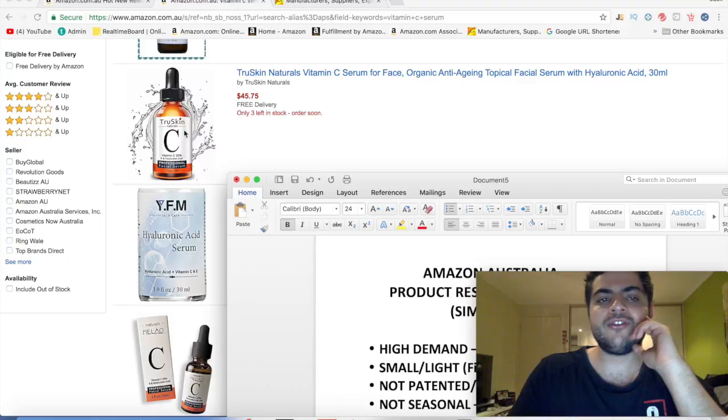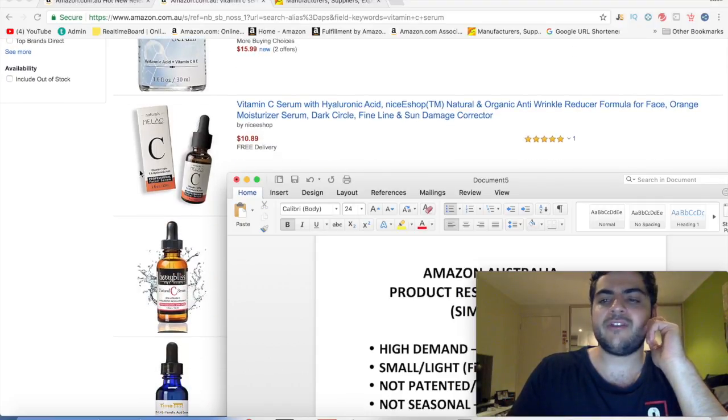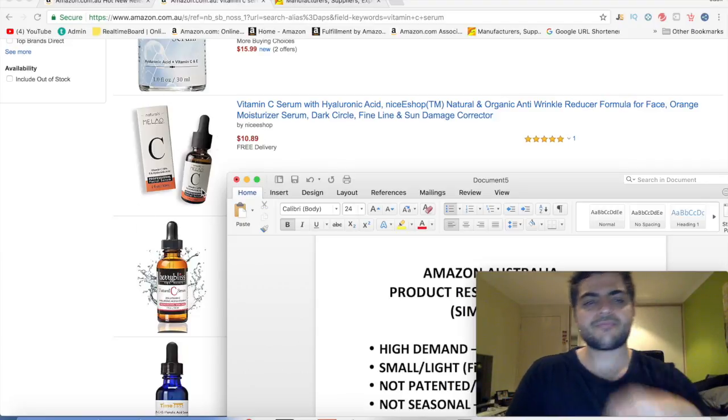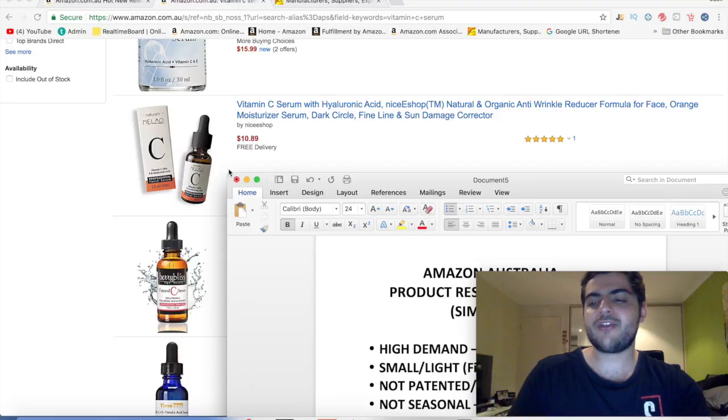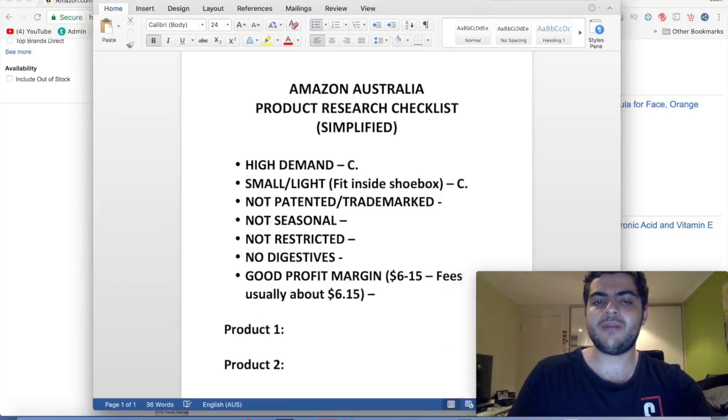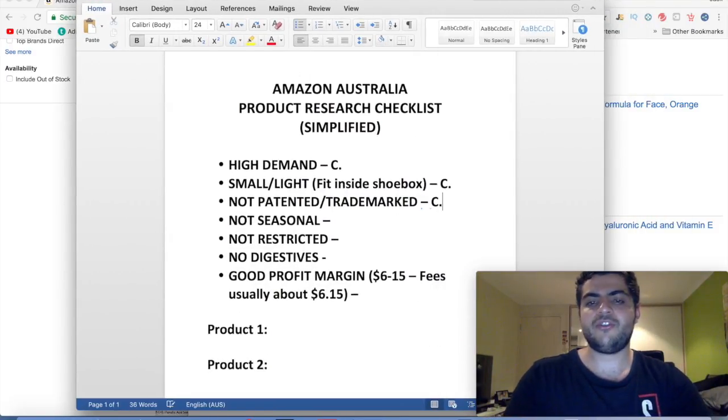What I wouldn't do is go and look for the actual True Skin branded one and just resell it. What I would do is find something similar to this, make it better, make the packaging better, more appealing, make the name better and more appealing, and sell something like that. The actual vitamin C serum itself is not trademarked or patented, so you can put a check for that.